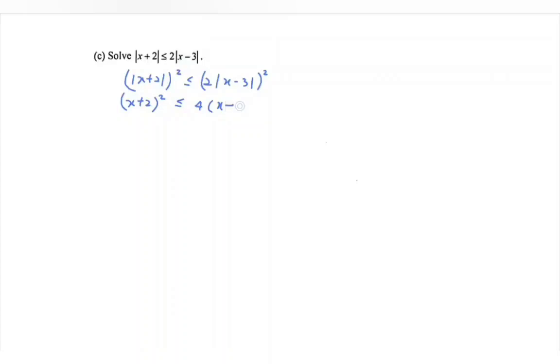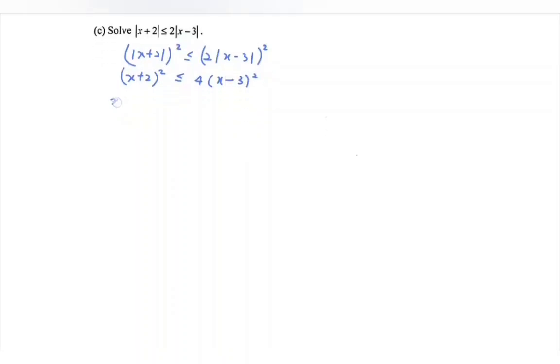Kindly refer to C. Solve the situation given. So my suggestion would be to square both sides. If we square both sides, we will have (x + 2)^2 less than or equal to 4(x - 3)^2.